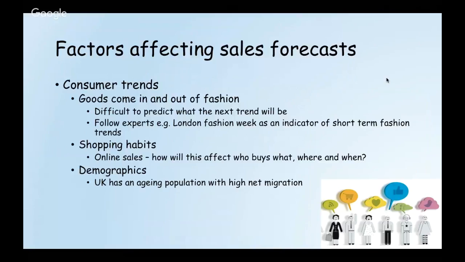We should also consider changing demographics of a nation. So, for example, the UK is an ageing population with high net migration. This may mean that there's a reduction in the amount of children within the nation, so if we are selling children's toys, we'd expect sales to fall.